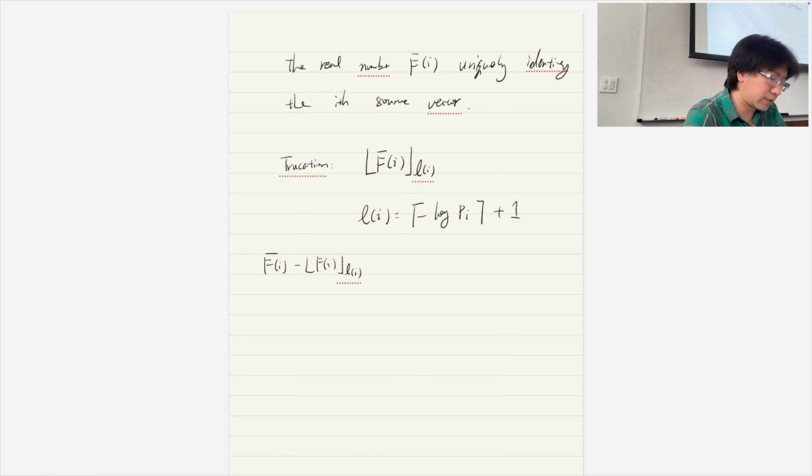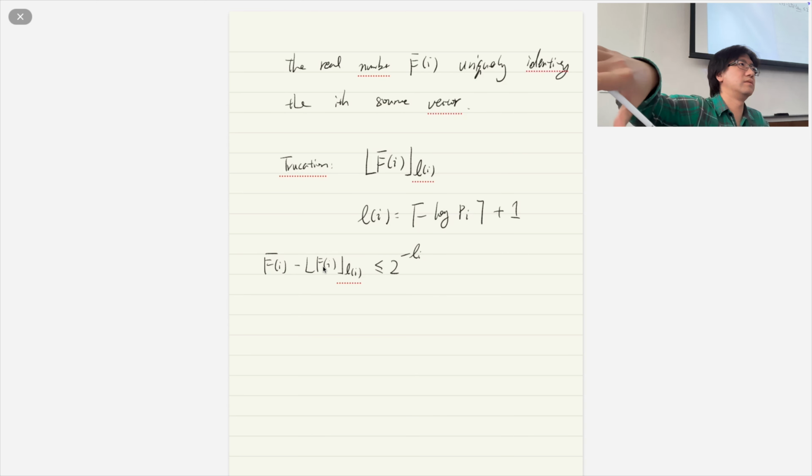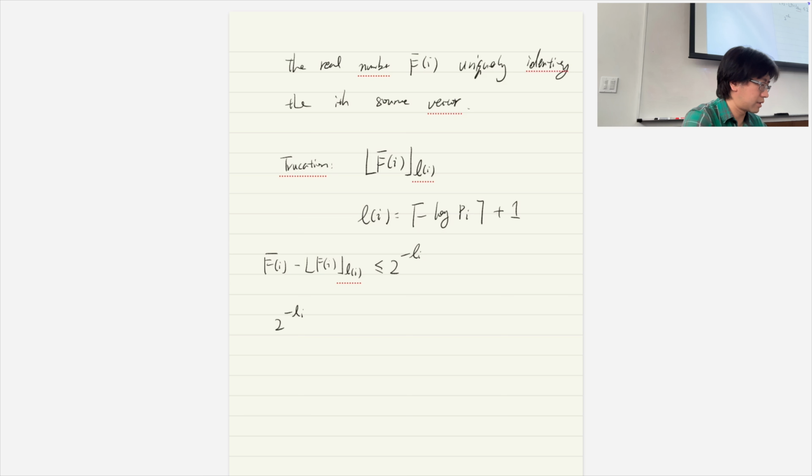So let's see. First of all, we observe that this guy will be less than or equal to 2^(-L_i) minus L_i, right? Because the difference between this and that is just throwing out some digits, right? The maximum, so this has to be less than or equal to this number. If we add everything possible, at the maximum it will be equal to this. So this is the highest number. Okay, and then let's see how we can upper bound this guy. So this guy equals this.